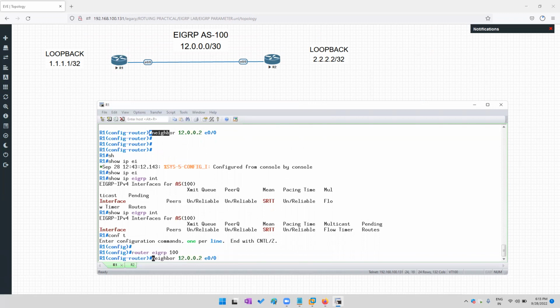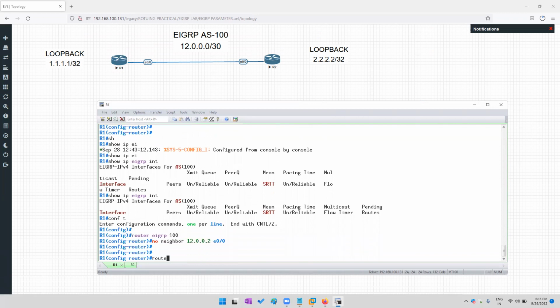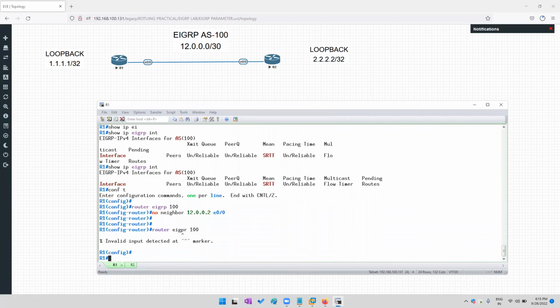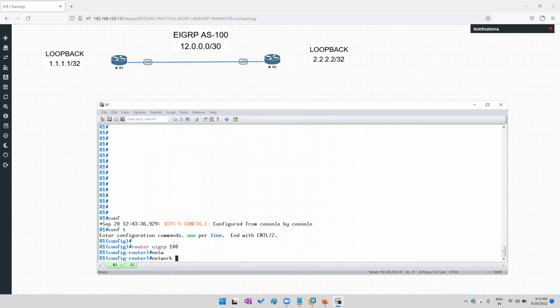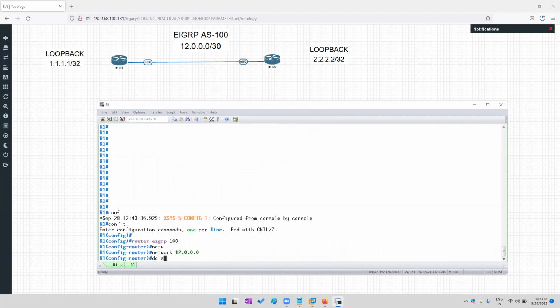Say no. Which command do we use to enable EIGRP? Router eigrp 100, network. What does this network command do? If I use the network command, all process and messages are forwarded on the multicast IP address for EIGRP, 224.0.0.10. So I am saying on which interface we want to enable EIGRP. I just want to enable it on the WAN interface. Clear? So 12.0.0.0, enter. Now verify with do show ip eigrp interfaces.